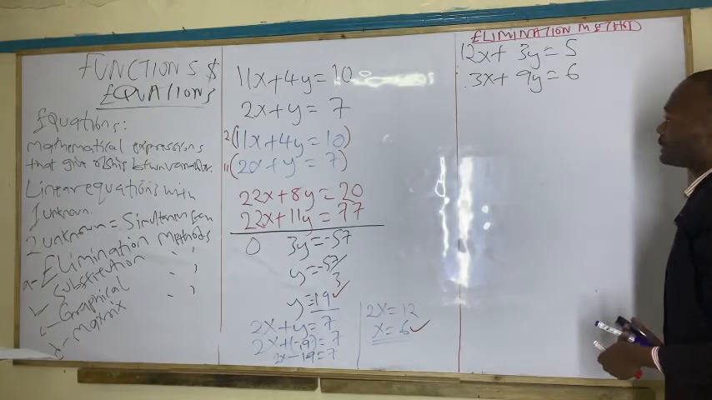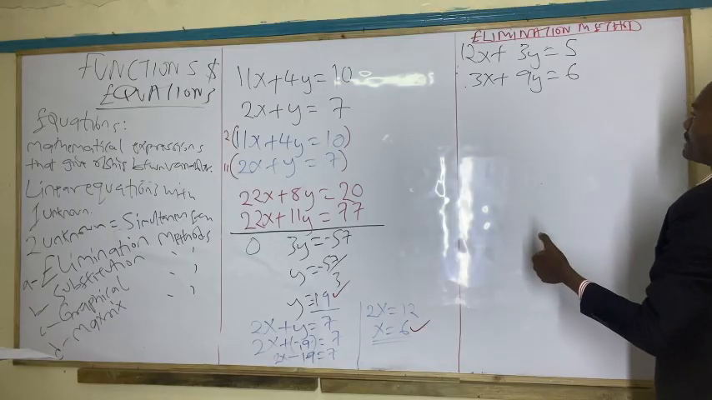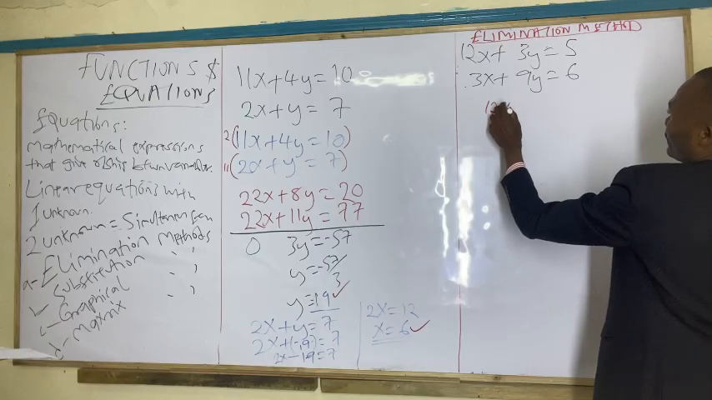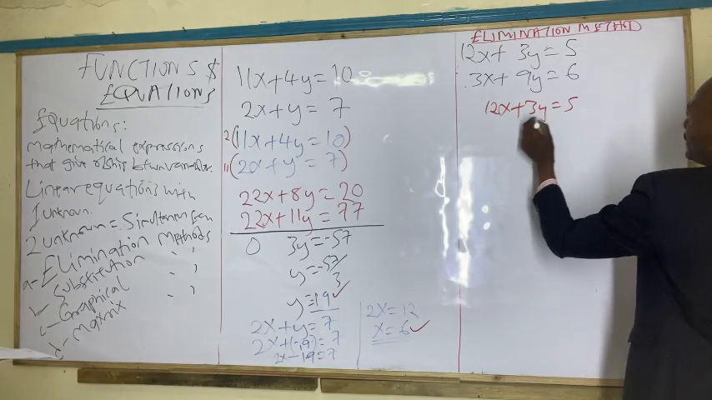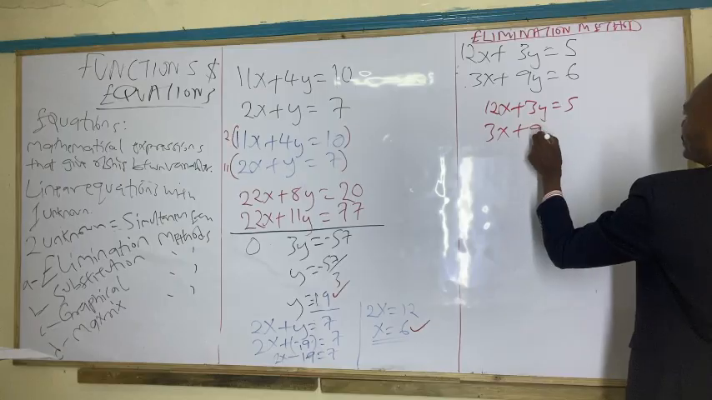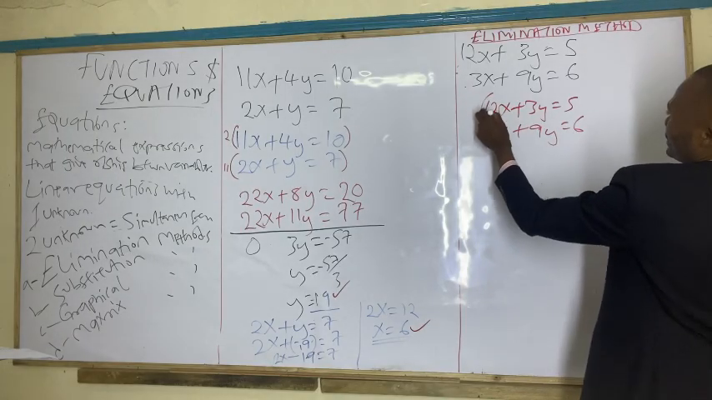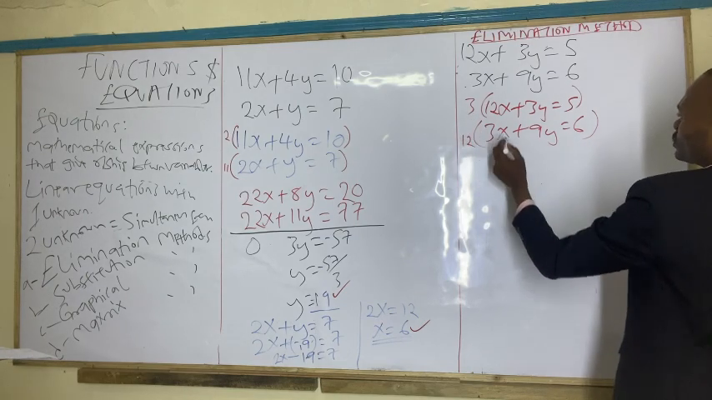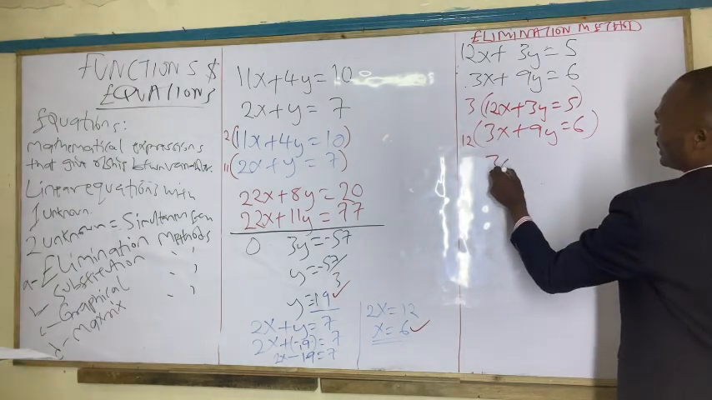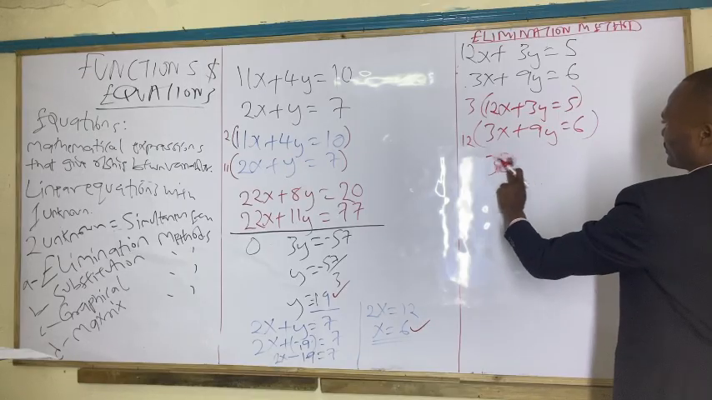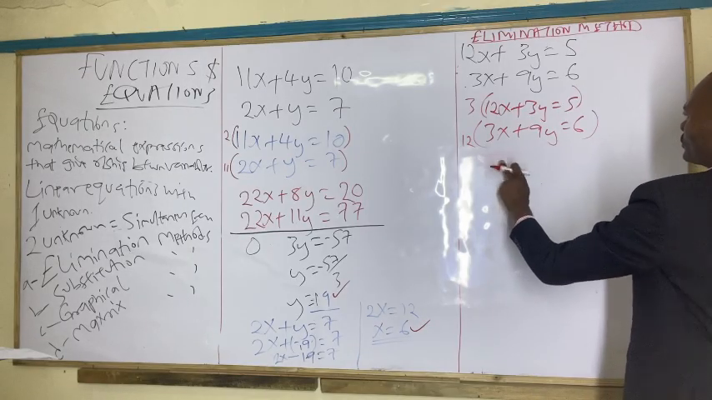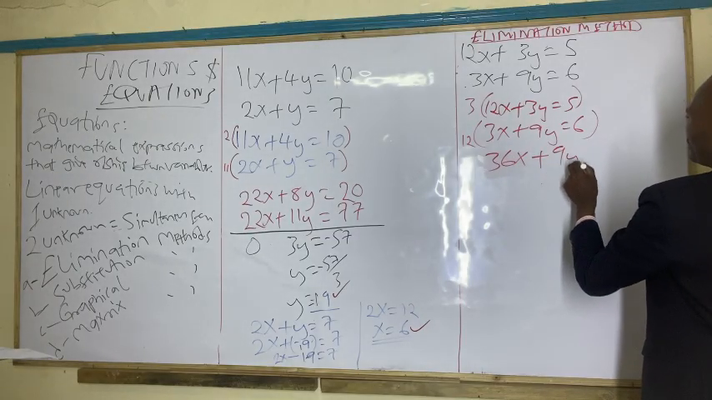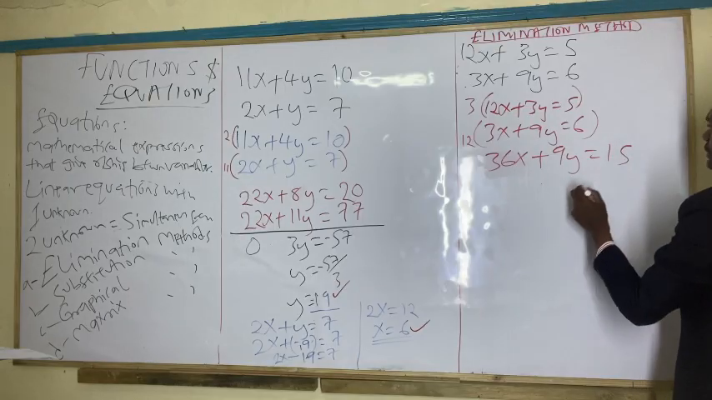Fine. So how do we solve, ladies and gentlemen? As we said, we multiply this over by this. So we say 12x plus 3y is equals to 5, and 3x plus 9y is equals to 6. So 3 here and 12 here. So 3 times 12 is a what? 36. It's good to be clean, 36x plus 9y is equals to 15.